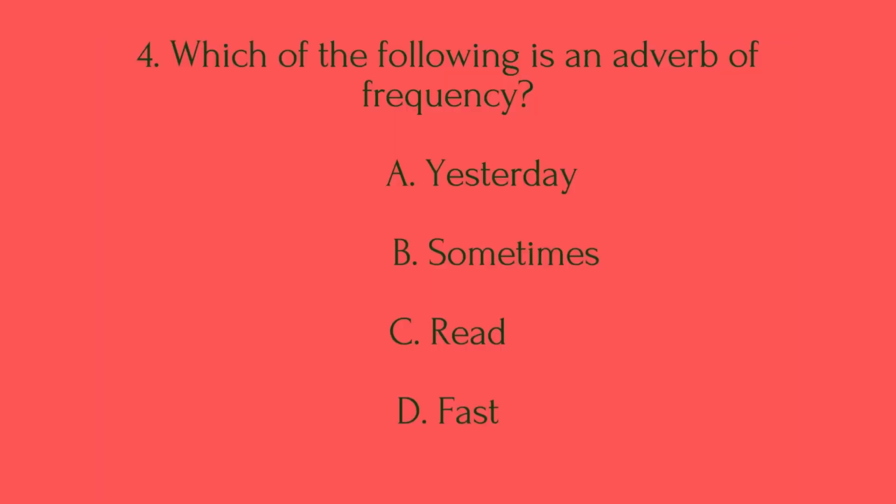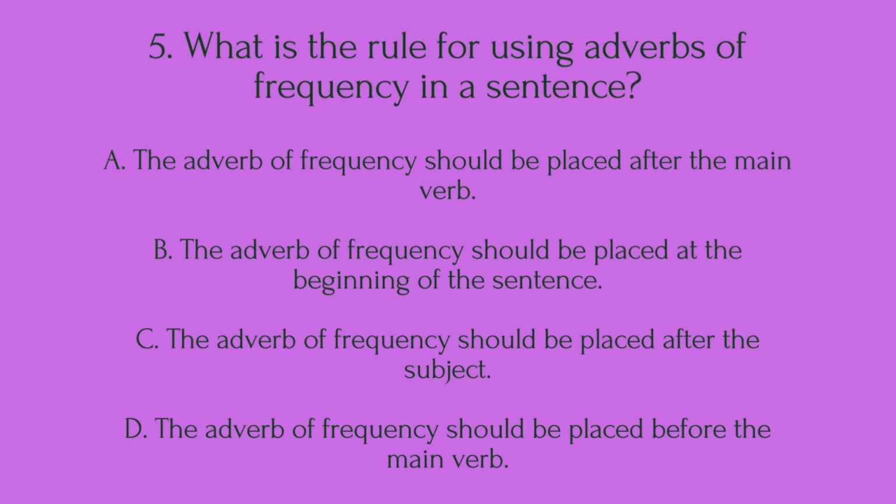Number 4. Which of the following is an adverb of frequency? A, yesterday. B, sometimes. C, read. D, fast. Number 5. What is the rule for using adverbs of frequency in a sentence? A, the adverb of frequency should be placed after the main verb. B, the adverb of frequency should be placed at the beginning of the sentence. C, the adverb of frequency should be placed after the subject. Or D, the adverb of frequency should be placed before the main verb.